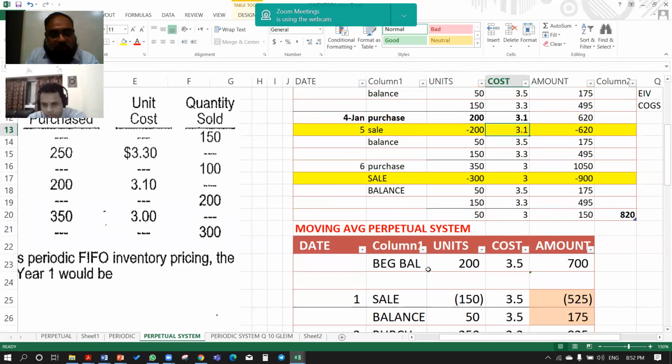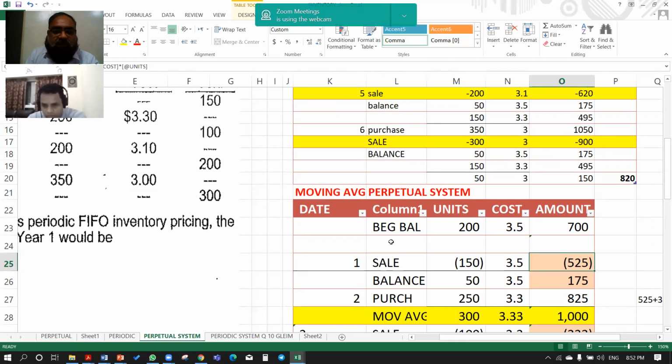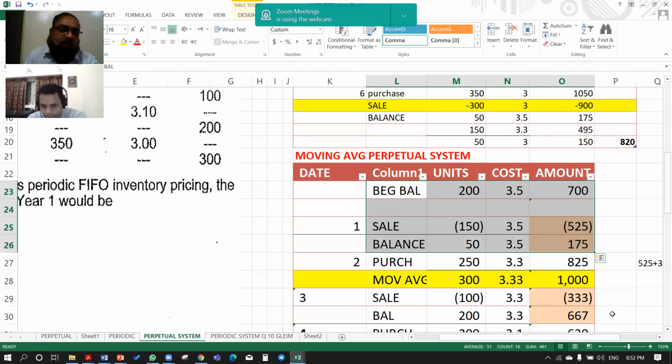So we know about it. We have 200 units beginning at 3.5. We know about the sold 150. So the first is the same, right? The first two transactions are the same and the balance is also the same, because we have only one lot now, so the rate will be the same. Whatever we had as balance, we sold at the same rate. So the balance up till now is the same, right?